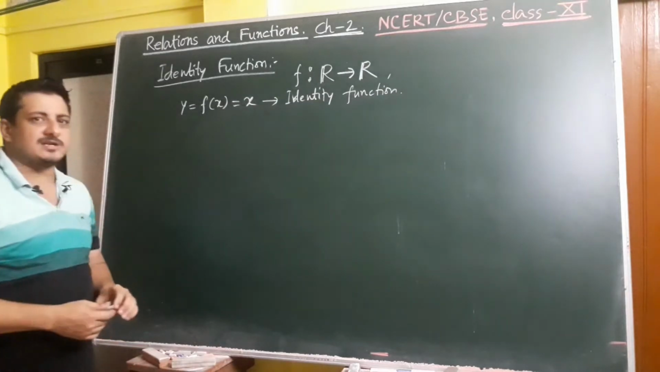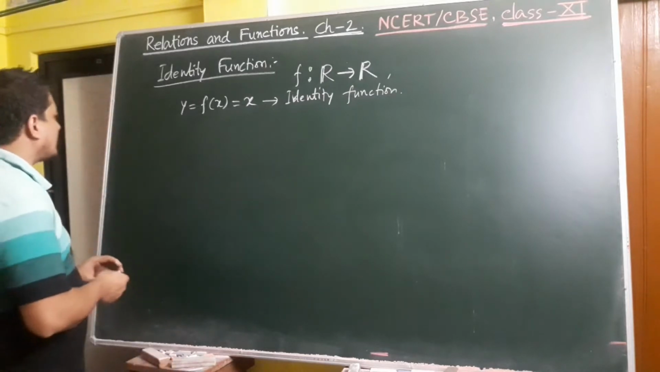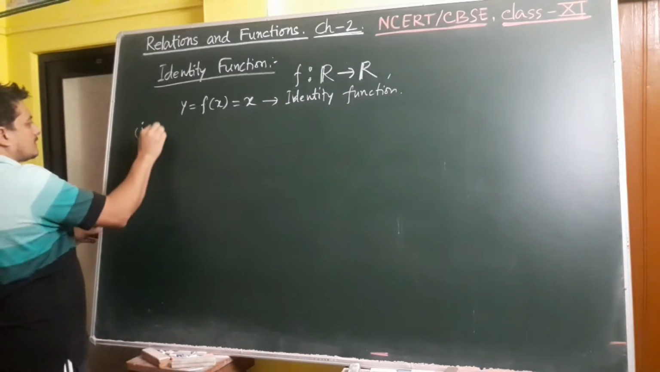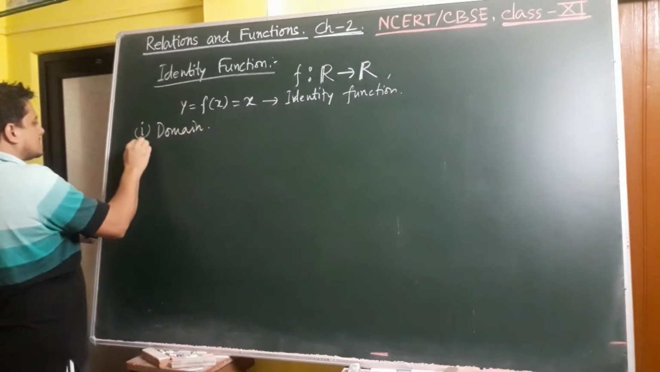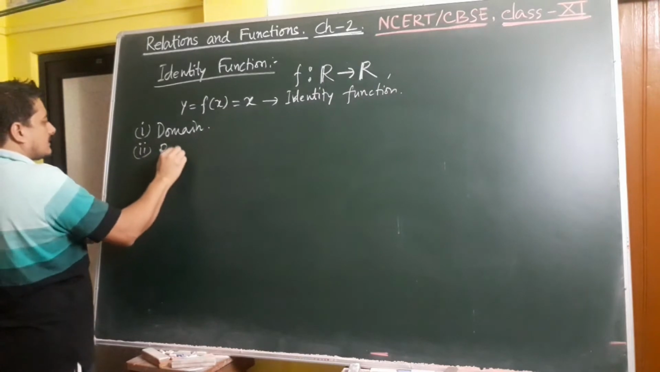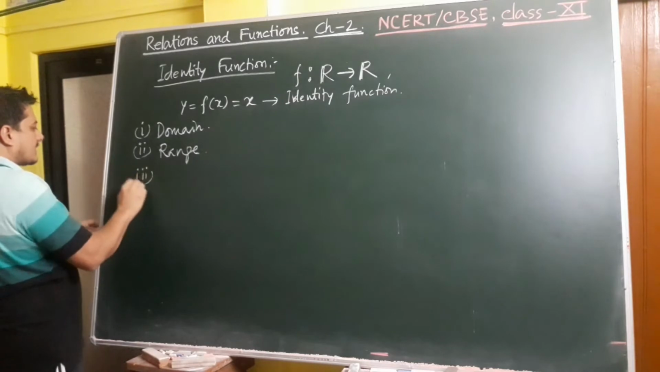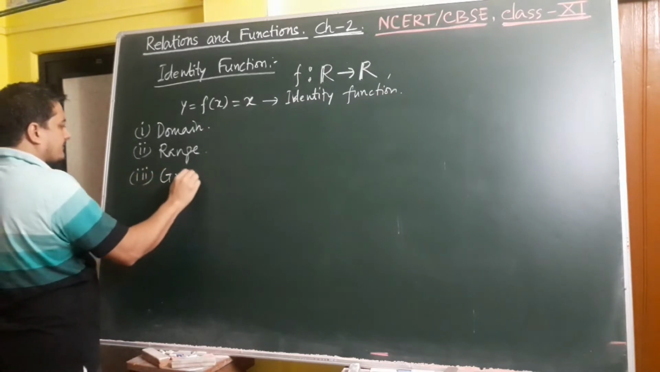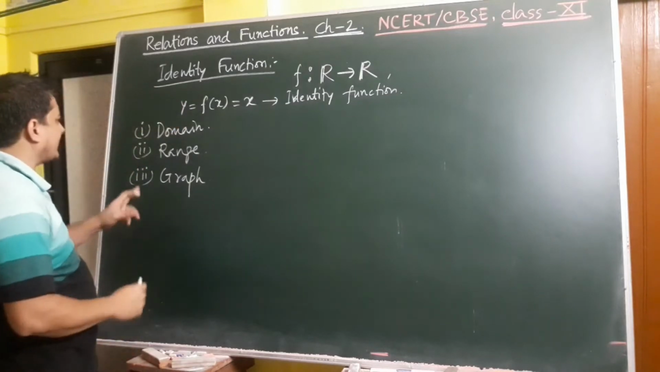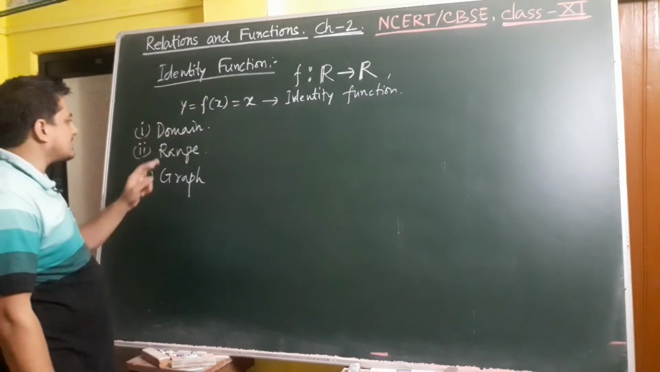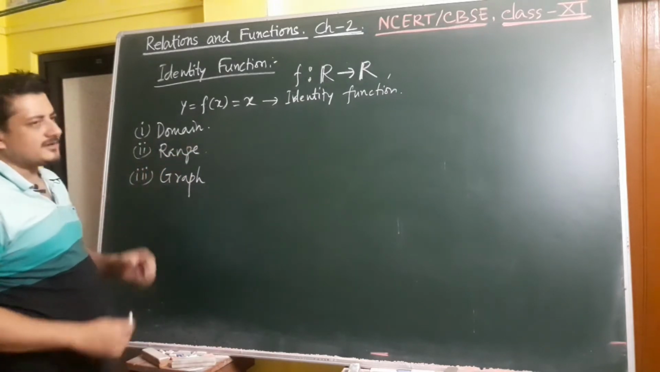Now any function that you deal with, basically you have to find out three things. One is domain, then range, and then you have to draw the graph. So I repeat, any function that you deal with, you have to find the domain of the function, then the range of the function, and you have to draw the graph of the function.